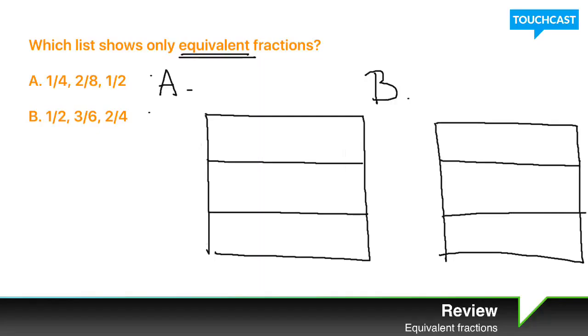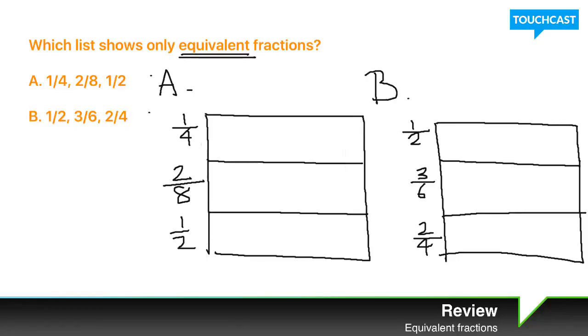So for A, the fractions are 1/4. You are doing this along with me on a piece of paper, so pause the video if you need to. 2/8 and 1/2. And in fraction bar B, we should have 1/2, 3/6, and 2/4. So go ahead and pause this video and solve each fraction bar. It may take you some time, but let's see on the other side if you were correct.